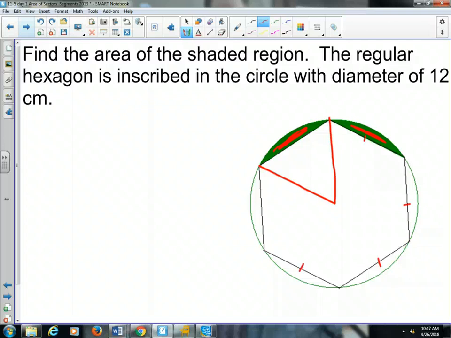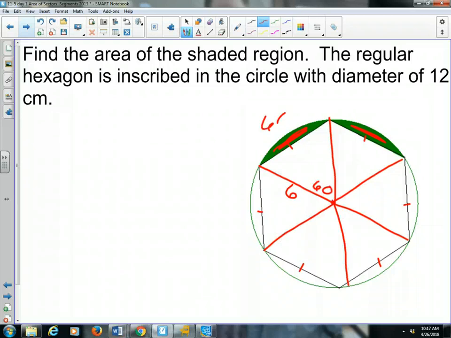We learned last chapter in chapter 10 that when a chord is congruent, the corresponding arc is also congruent. So those two segments would be congruent. All right, so if we know that the diameter is 12, then the radius is 6. And then we know that in a hexagon, 360 divided by 6 triangles is 60 degrees each. So that means this arc measure is 60 degrees.